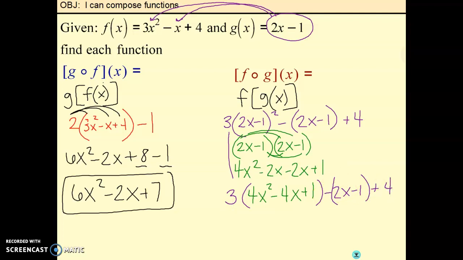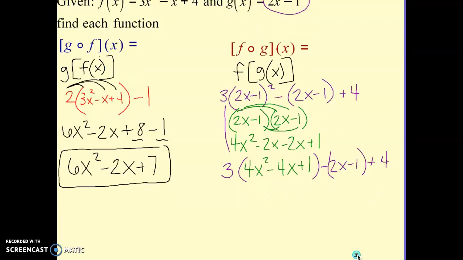Okay, so now let's move on to distributing. So let me distribute the 3 to get 12x squared minus 12x plus 3. Right, when I distribute the negative here, so minus 2x plus 2, drop down the 4. All right, I've got all my terms. Now I just need to combine the like ones.